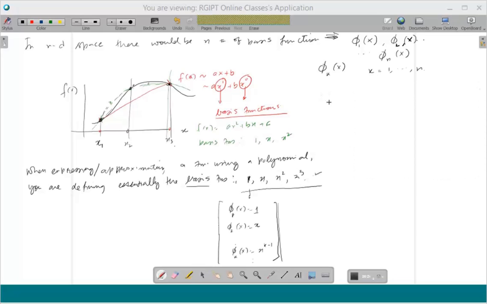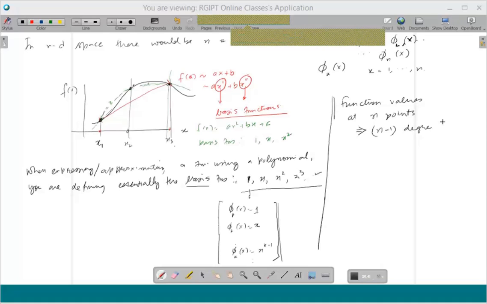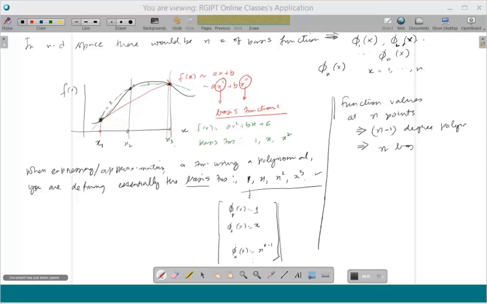So let me just, maybe if I write it over here, let's say you have a function defined at n points, function values at n points. That would imply an n minus 1 degree polynomial, and therefore n basis functions, which is consistent, because I have n points, so I have to have n basis functions.